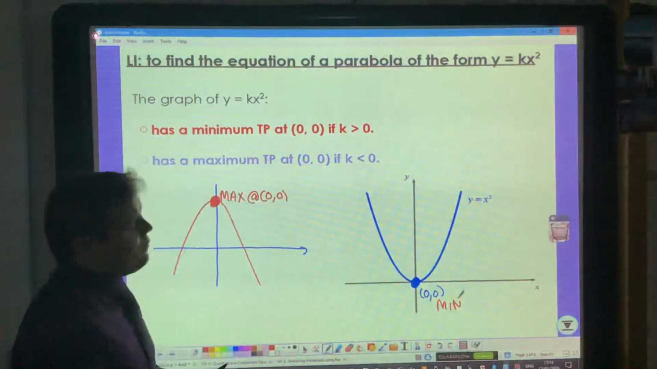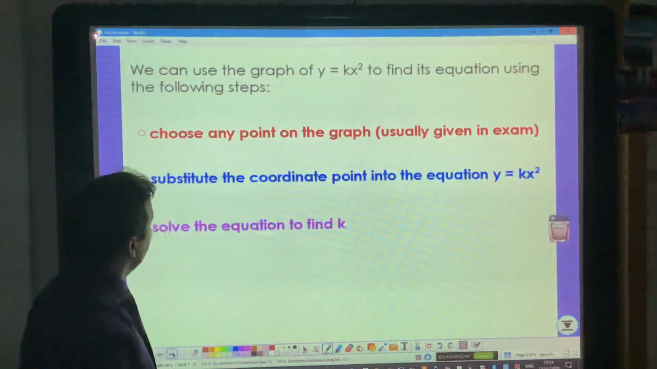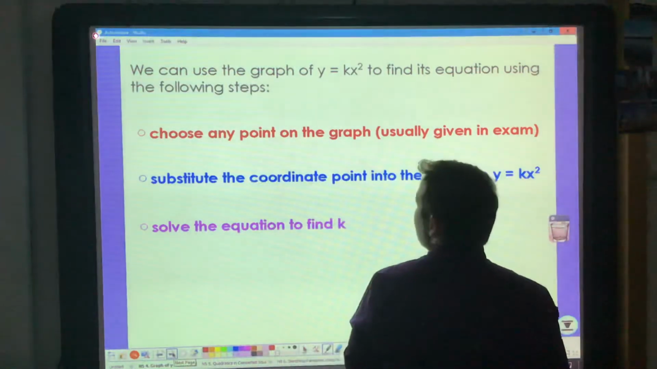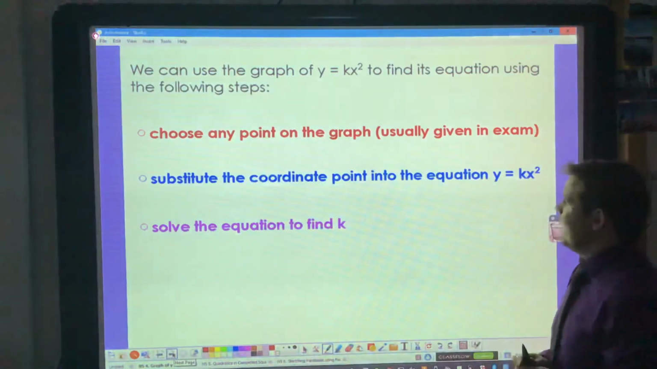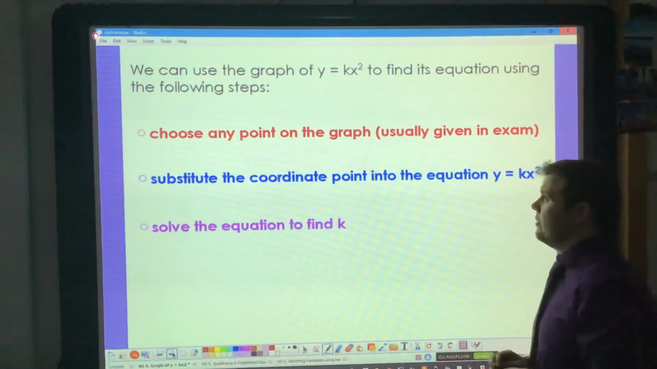So what we've got to do is work out the value of k. Okay, so we can use the graph of y equals kx squared to find this equation. We're going to choose any point on the graph which is usually given to us. We'll substitute the coordinate point into y equals kx squared and we'll solve a mini equation to find the value of k.